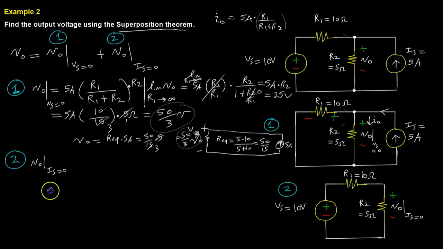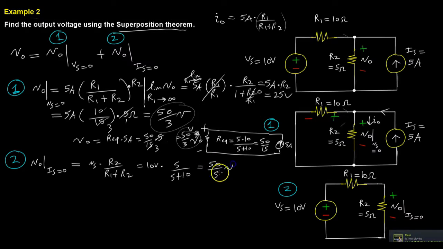Vout when that is the case would be Vs times R2 over R1 plus R2, which is 10 volts times 5 over 5 plus 10, which is 50 over 15 volts. You can simplify that a bit, factor 5 out here and factor 5 out here, you get 10 over 3 volts.